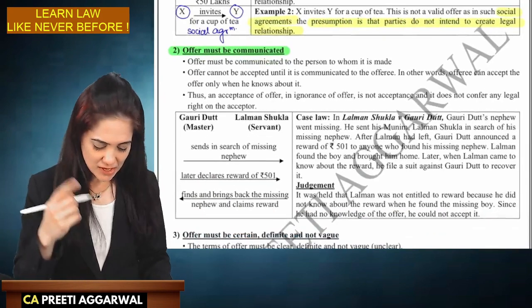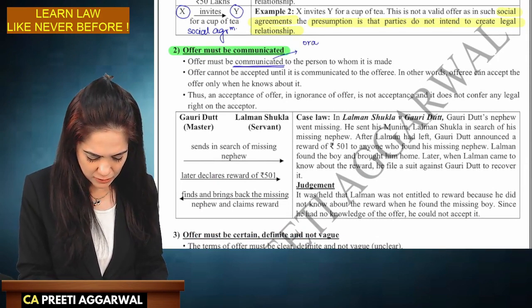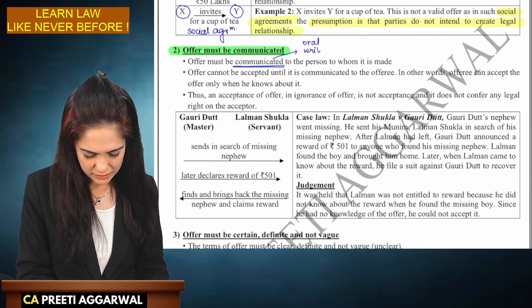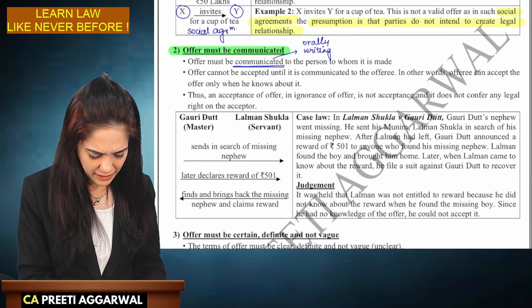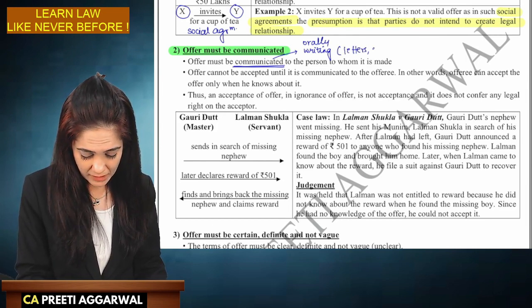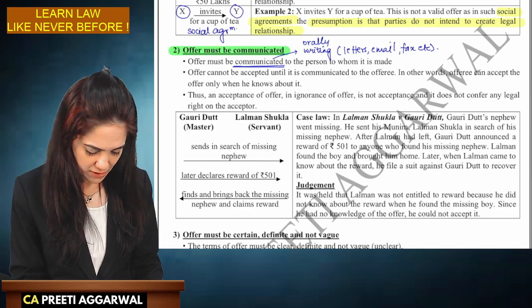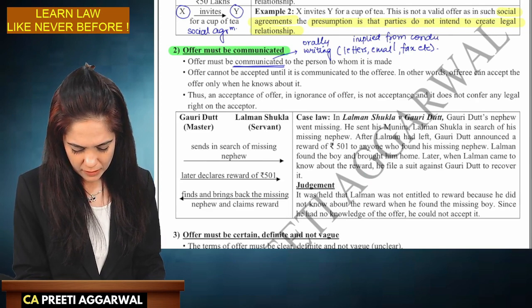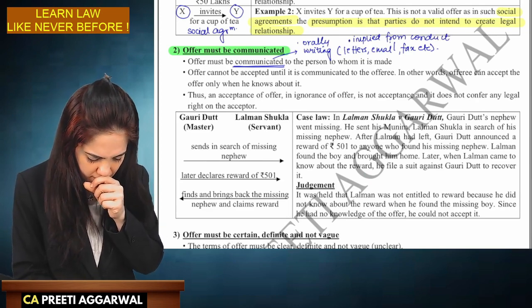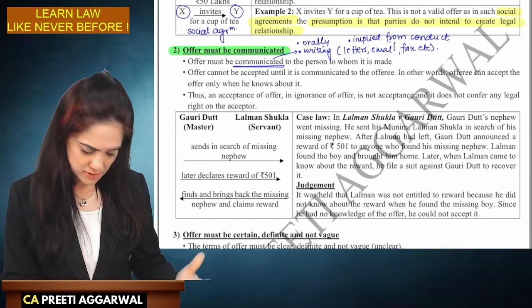Offer must be communicated. And how will you communicate this? It can be either orally or in writing. Writing can be via letters, email, fax, etc. It can also be implied from the conduct. So in some manner, you need to communicate your offer to the other person.